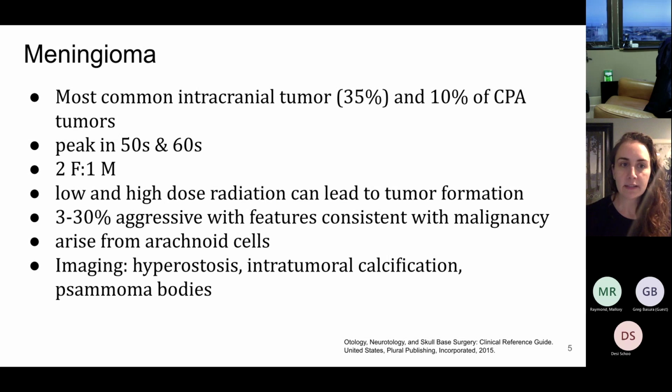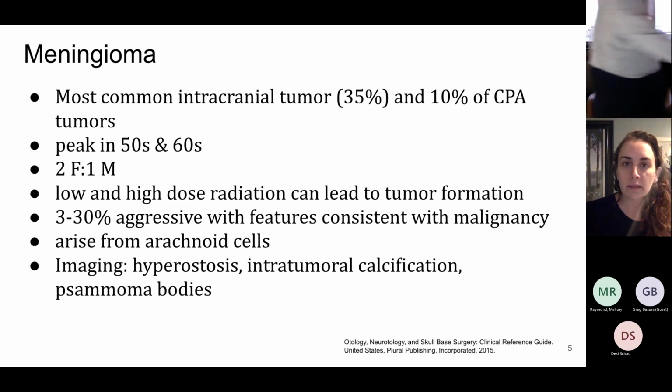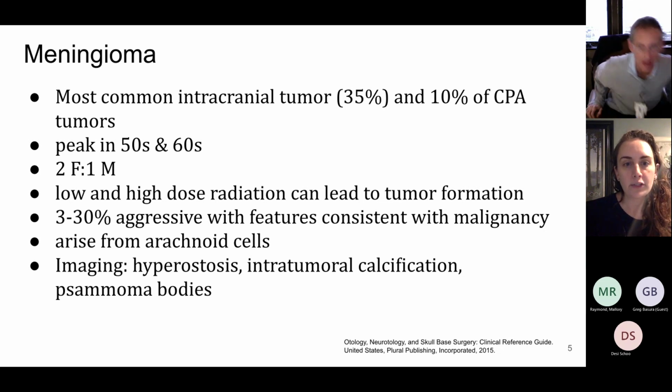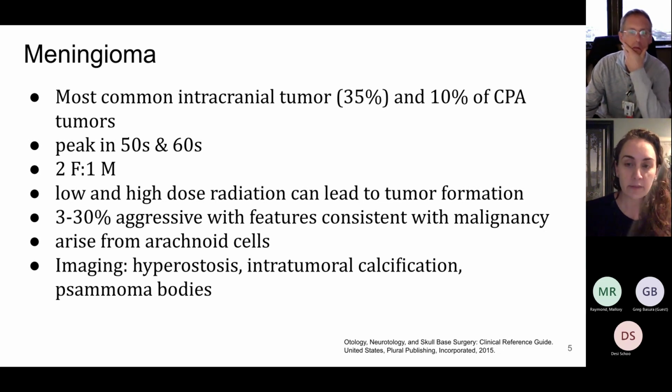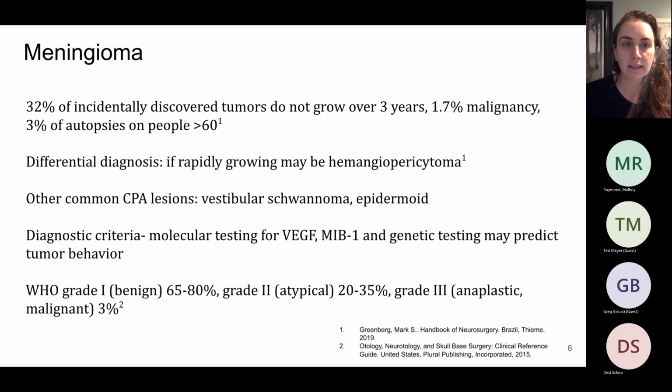So typically this approach is to access meningiomas, which are the most common intracranial tumor, 35%, and about 10% of CPA tumors. They peak in the 50s and 60s, typically more common in females. They can be caused by low and high dose radiation. They do show aggressive features consistent with malignancy at times. They arise from arachnoid cells. On imaging, commonly we see signs such as hyperostosis, intratumoral calcification, and on histology, we see psammoma bodies.